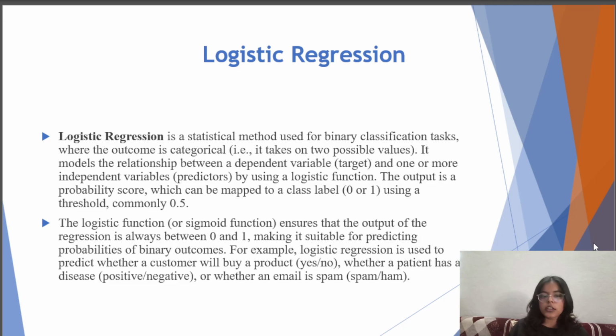Now, what is logistic regression? It is a statistical method used for binary classification tasks where the outcome is categorical. It takes on two possible values. It models the relationship between a dependent variable and one or more independent variables by using a logistic function. The output is a probability score which can be mapped to a class label using a threshold. The logistic function ensures that the output of the regression is always between 0 and 1, making it suitable for predicting probabilities of binary outcomes.